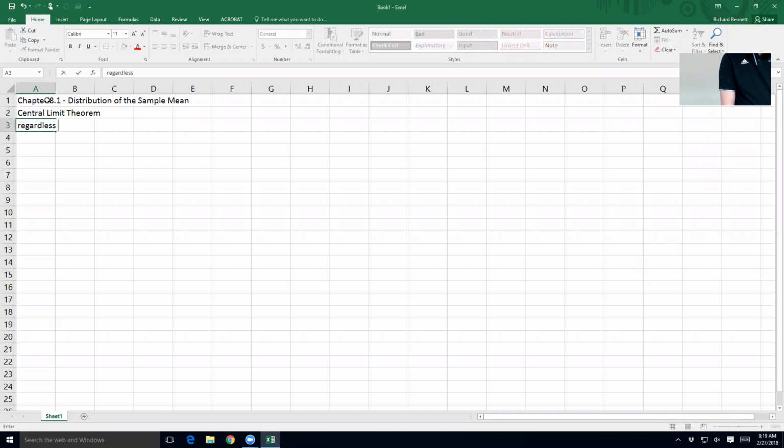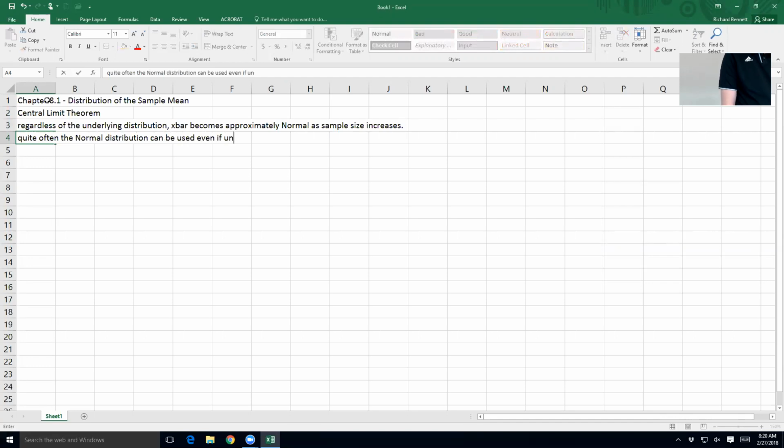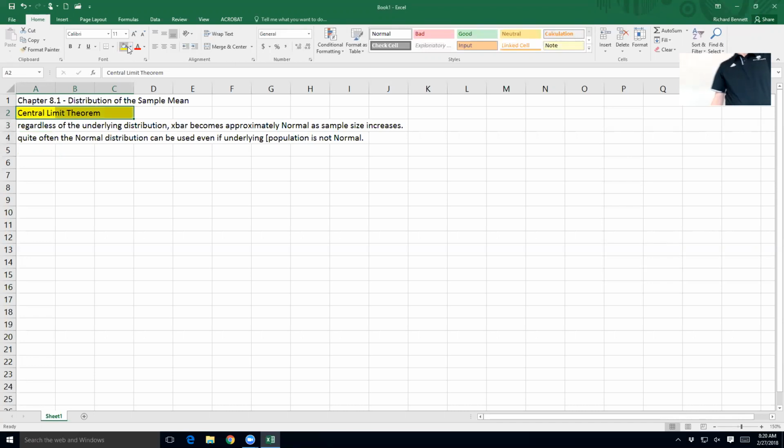regardless of the underlying distribution, X bar becomes approximately normal as the sample size increases. Okay? What this means is that quite often the normal distribution can be used even if the underlying population is not normal. Okay? Which is really super powerful. So I just want to highlight this central limit theorem, super cool theorem.